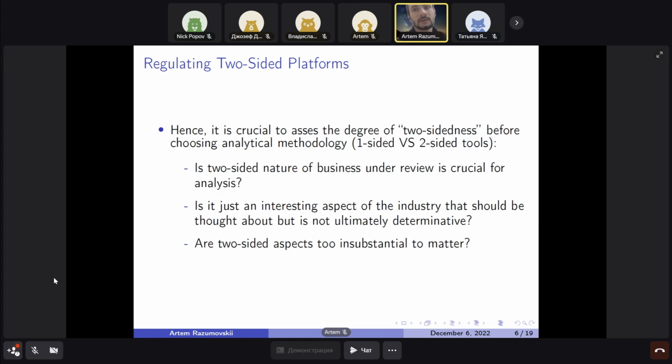And when you answer that question, and the answer is yes, the market is two-sided and you need to think about network externalities, then we need to estimate whether network effects really play a substantial role in price setting and in the decision of agents to join or not to join the market, and so on.